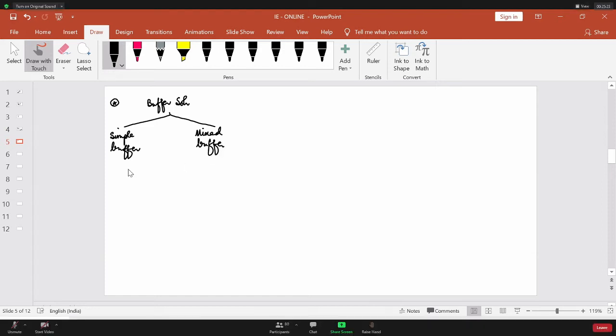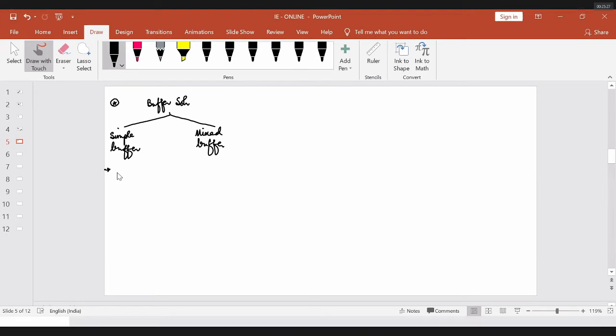Okay. Simple buffer. What is a simple buffer? A simple buffer is a salt. IIT students, scientists, take care of that. A salt of weak acid and weak base. Any salt of weak acid and weak base is called a simple buffer. For example, let us take a number of examples.